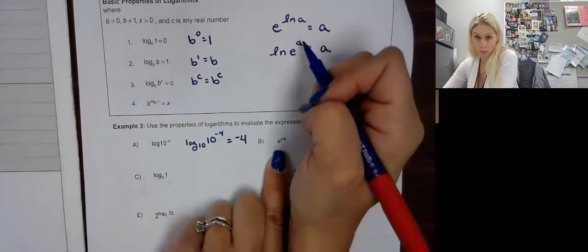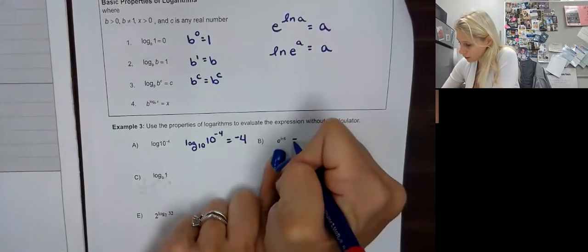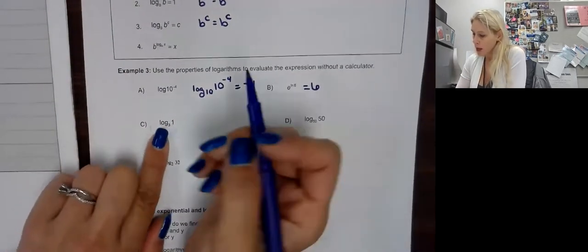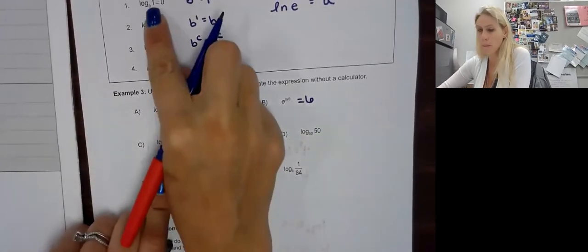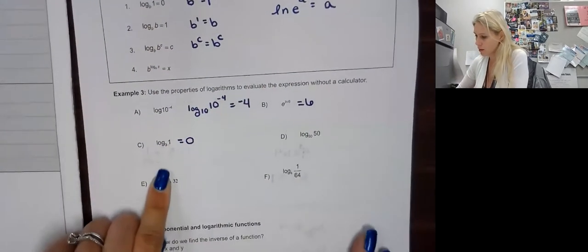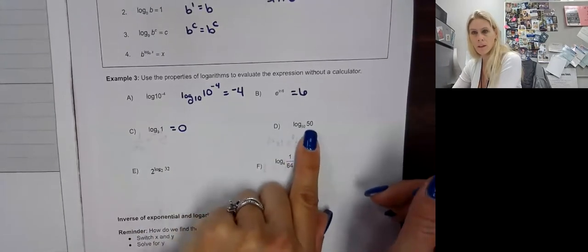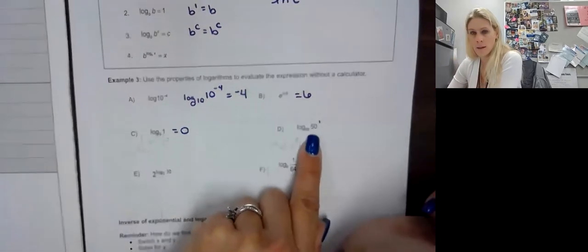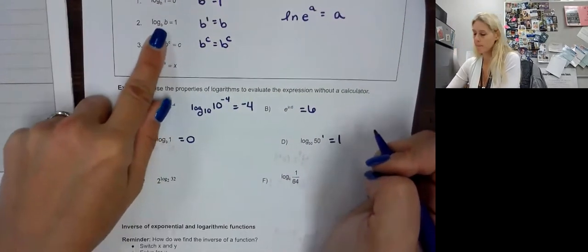B, well, that was one of the values up here that I talked about. E and ln are inverses of each other, so that leaves us with 6. C, log base 3 of 1. Well, if we go back to this property up here, that makes it equal to 0. D, log base 50 of 50. Those technically cancel, but what's the exponent right here? It's 1. And we can relate that back to that property.